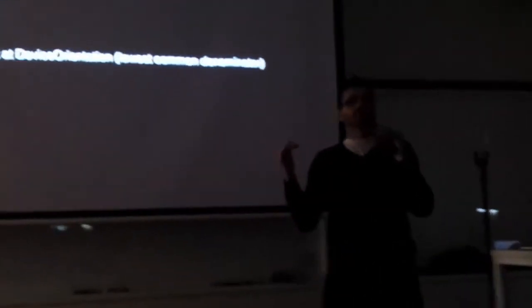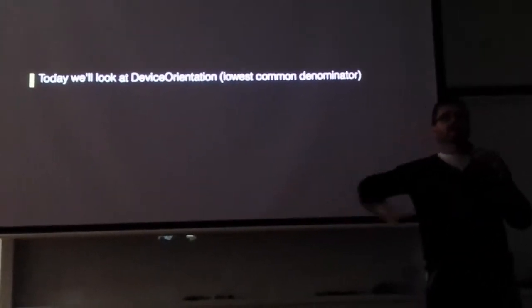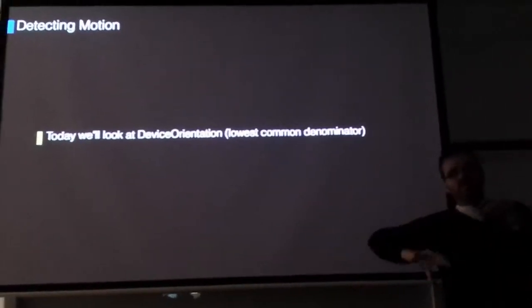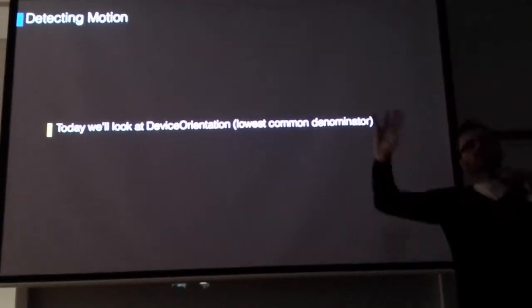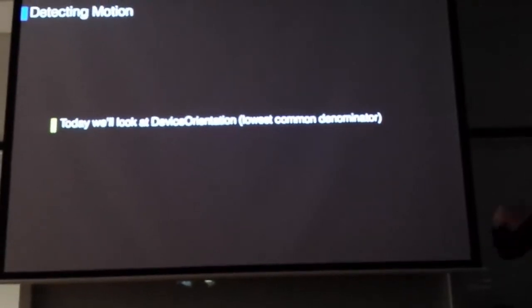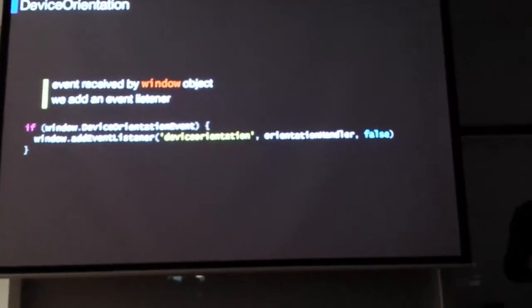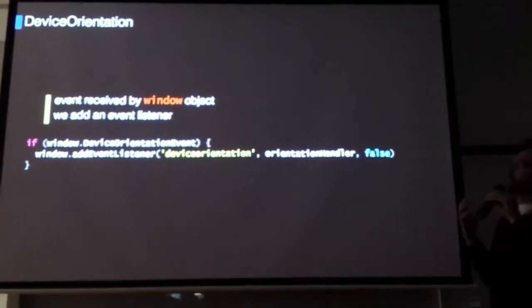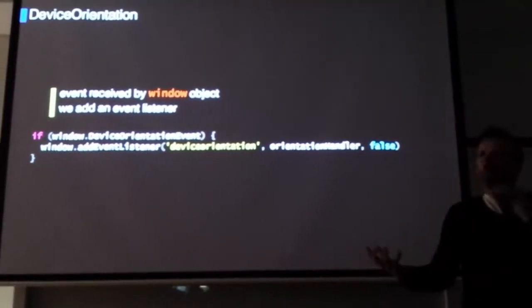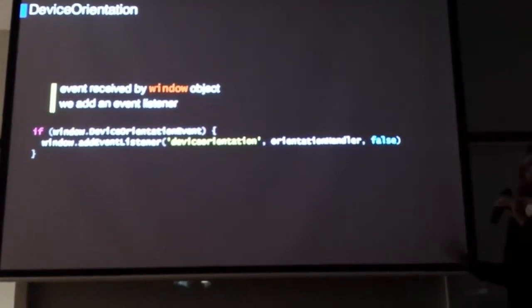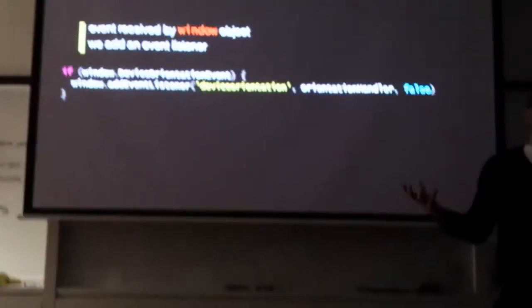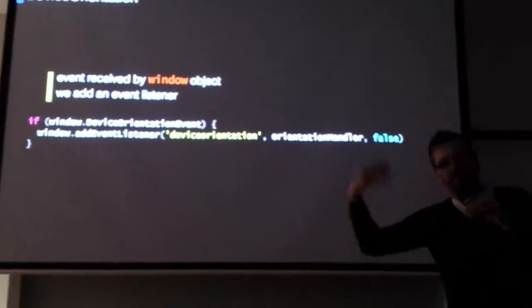So we'll look at device orientation, which is the lowest common denominator. This works across any device. Pretty much any device that supports either of these things. Everything that supports device motion will also support device orientation. Basically, the window object in devices that support this receives an event, the device orientation event. They also receive device motion events if they support that.